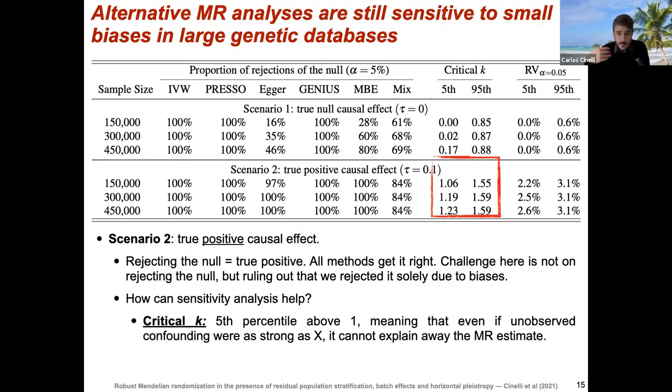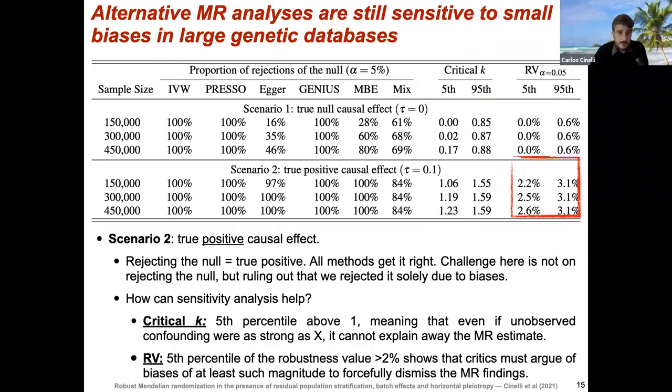So now we're going to do the opposite exercise. So note that our critical K, the 5th percentile, is always above 1. So this means that even if we had observed confounding or pleiotropy as strong as the observed covariate X, this would not be sufficient to explain away the MR estimate. So any critic of this study would need to come up with residual biases stronger than observed biases to come up with a story to explain away our MR results.